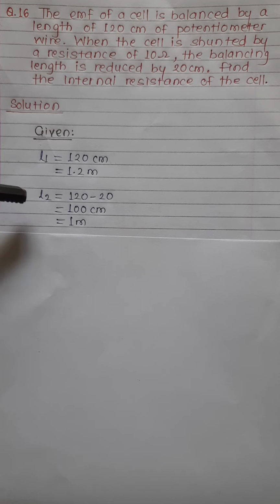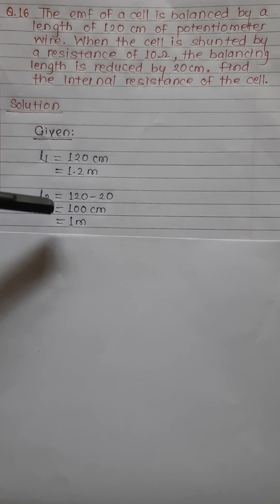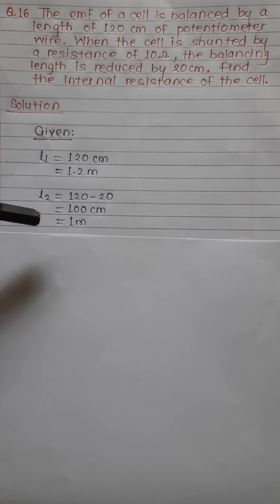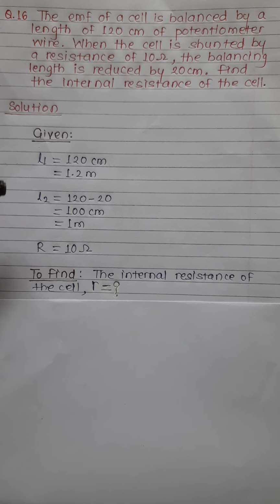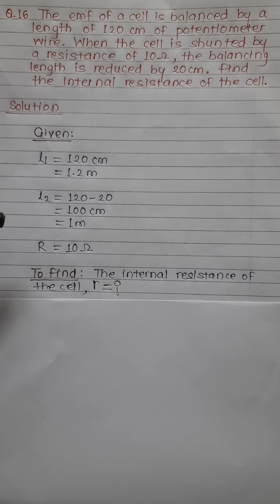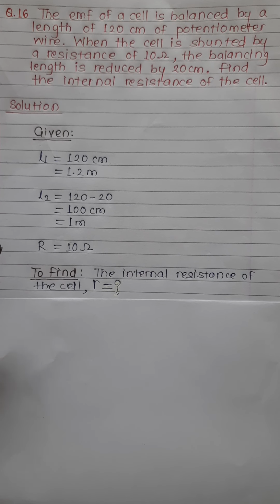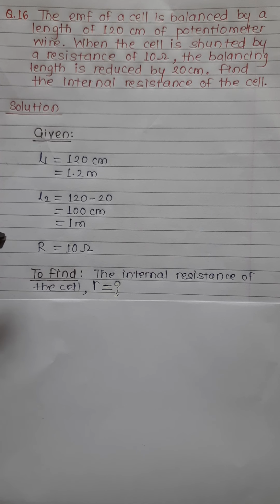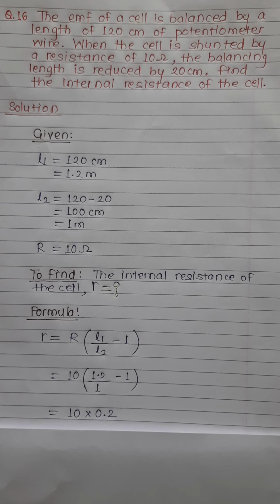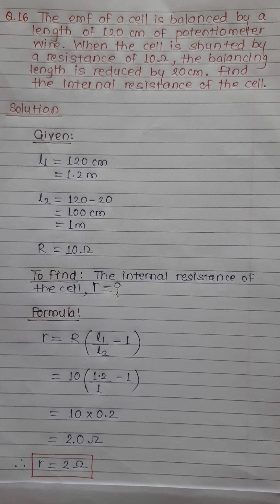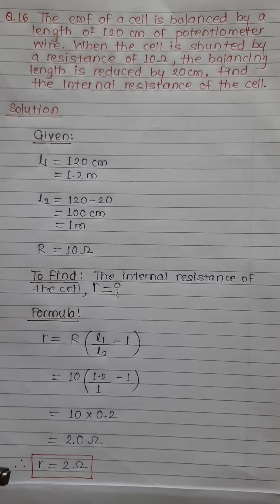Now when resistance of 10 ohm is connected, length is reduced by 20 cm. So second balancing length L2 is equal to 120 minus 20 cm, so equal to 100 cm, that is 1 meter, at value of R 10 ohm. To find internal resistance of the cell. Now we have seen formula for small r. Write down and substitute values. Very simple calculation. Therefore, internal resistance of the cell is 2 ohm.